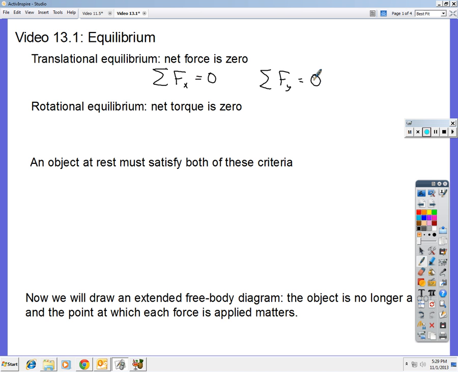But there's an additional requirement, which is that the system be in rotational equilibrium as well, so it's not rotating. Translational equilibrium says it's not moving up or down. Rotational equilibrium says it's not rotating. And that means the net torque equals 0 as well. And the really interesting thing about this is that the net torque will be 0 regardless of which point you pick as the pivot.